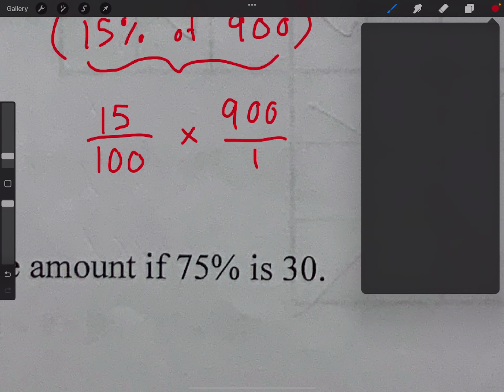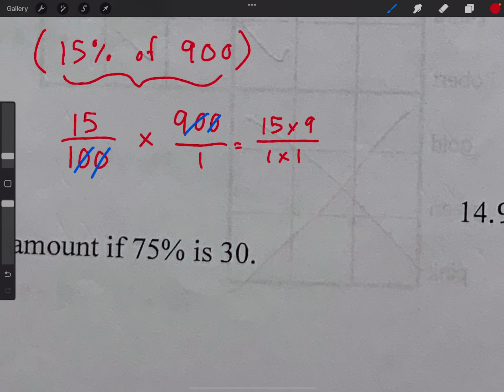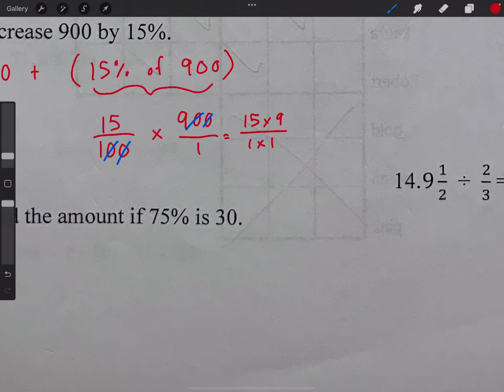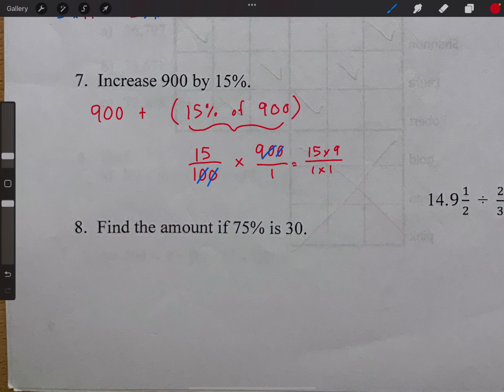Now we just have to cross out the zeros. 1 from the top, 1 from the bottom, 1 from the top, 1 from the bottom, and you're going to get 9. So 15 over 1 times 9 over 1. So 9 times 15 is what? 10 times 15 is 150. 9 times 15 is 145. So this would be equal to 145 over 1, which is just 145.